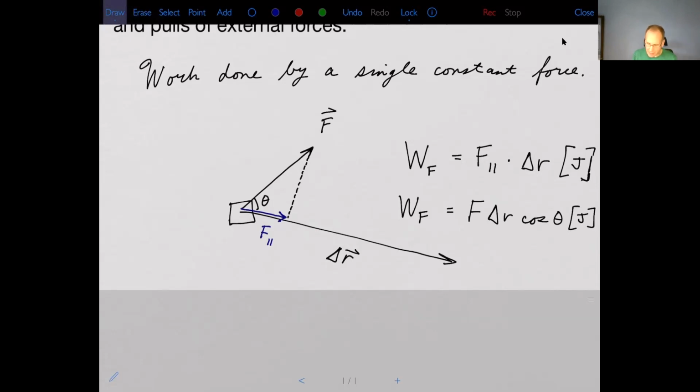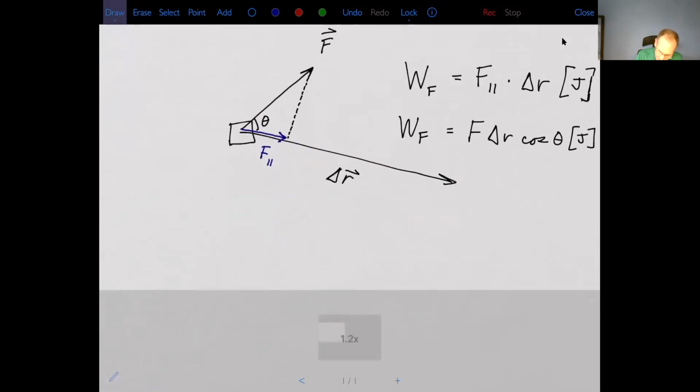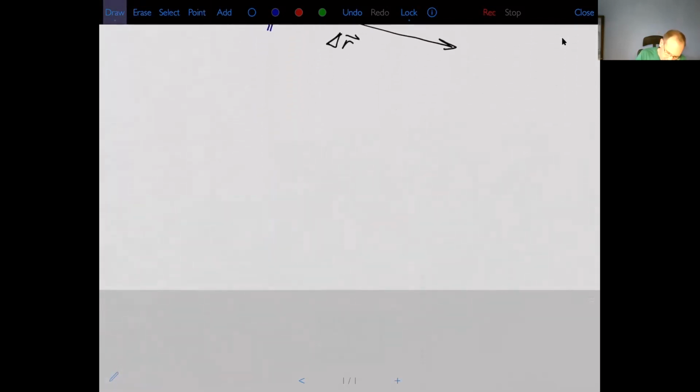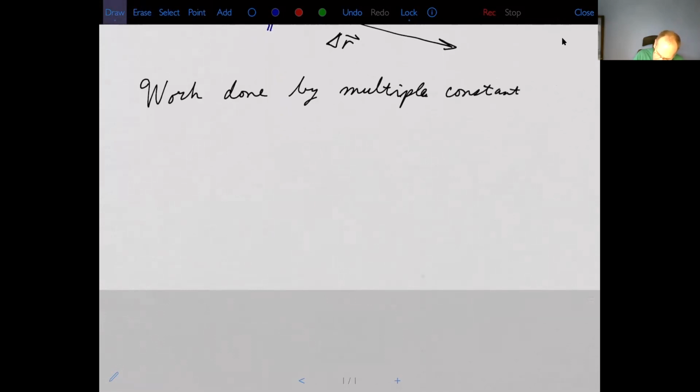All right, so that's the definition of work: F times displacement times the cosine of the angle. And the angle is always between the force vector and the displacement vector. That's the angle theta. What if we have multiple forces acting on the object? So what's the work done by multiple forces? We'll assume they're constant forces.